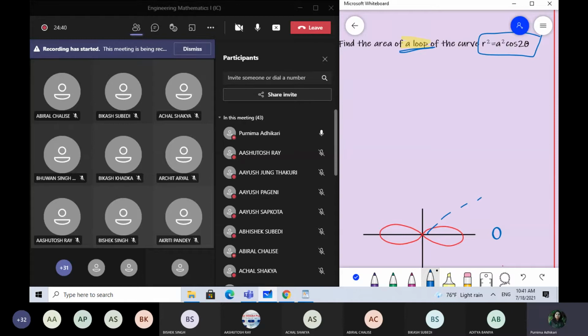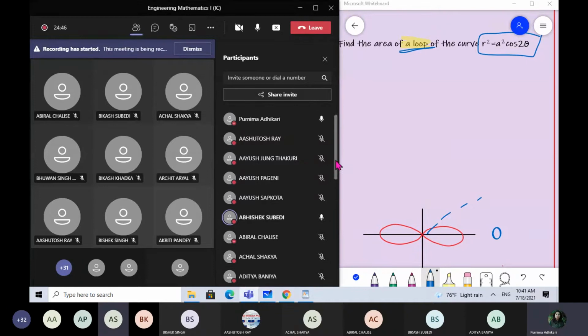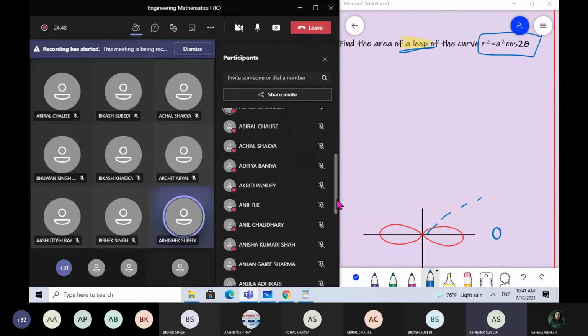Quickly, Abhishek Subedi? Abhishek Zero Subedi? Pi by 4, miss. Very good. It's pi by 4.